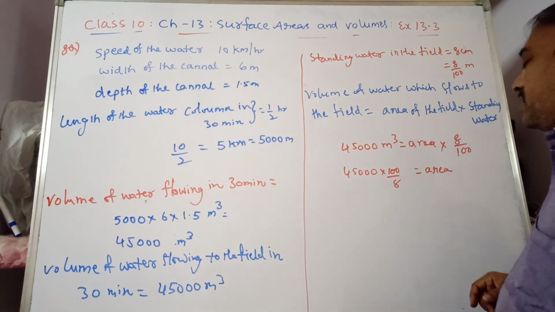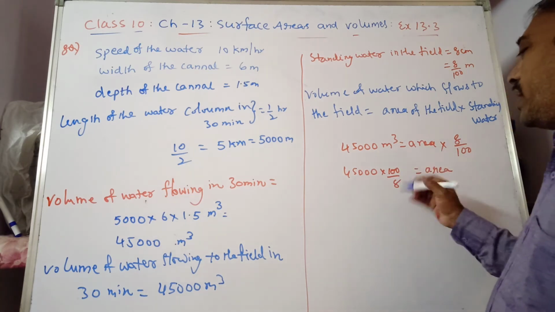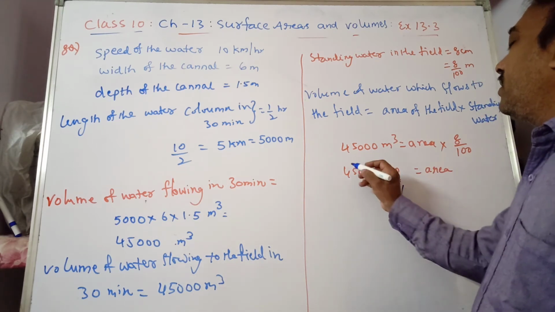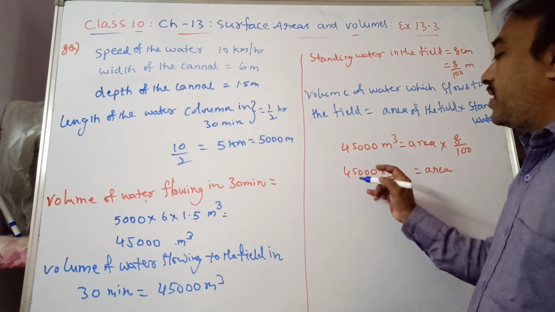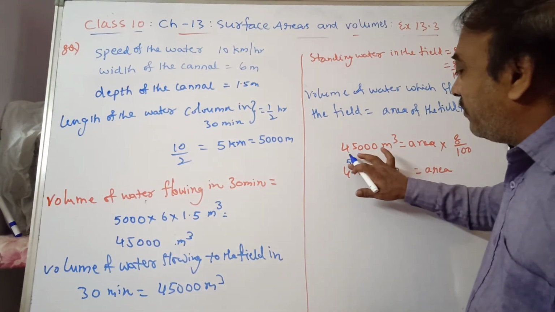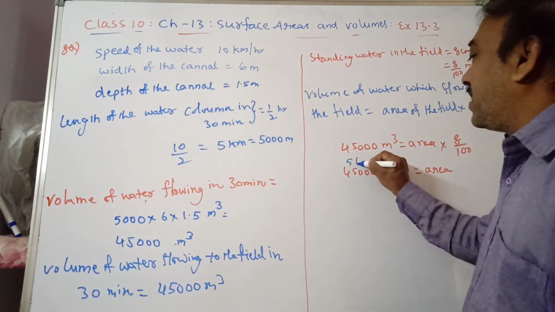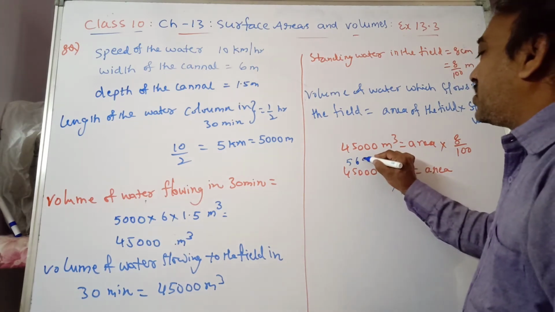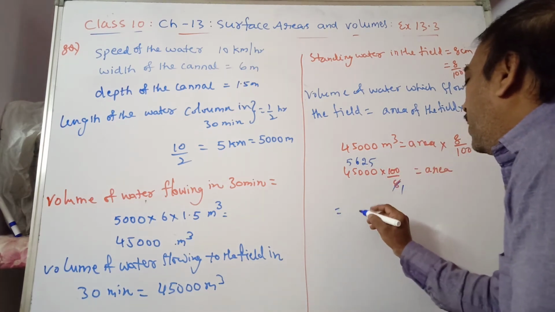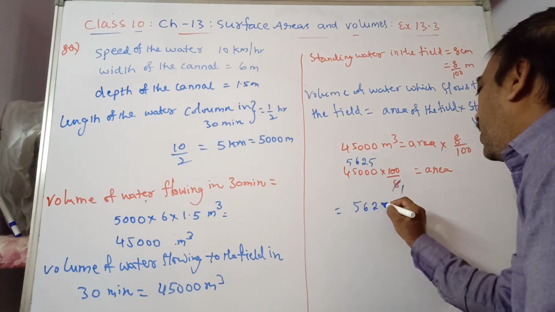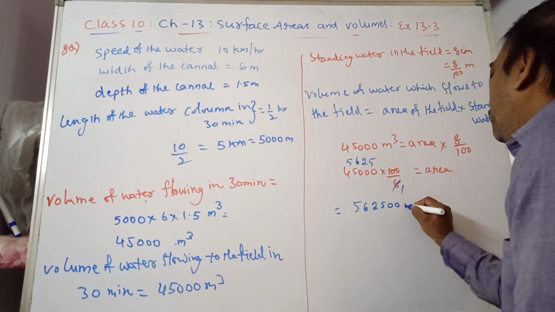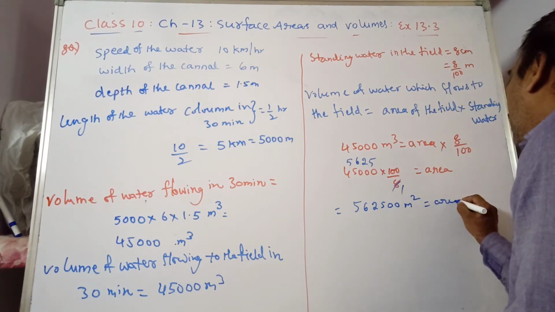You can simplify this with the 4 table, or the 8 table also. 8 1s are 8, 8 4s are 32, 8 5s are 40, 8 5s are 40. If you divide 40 with 8, 5 is there. 8 6s are 48, 8 2s are 16, and 8 5s are 40. So which is equal to 5625 into 100. So besides, 2 zeros will come, meter square is equal to the area.